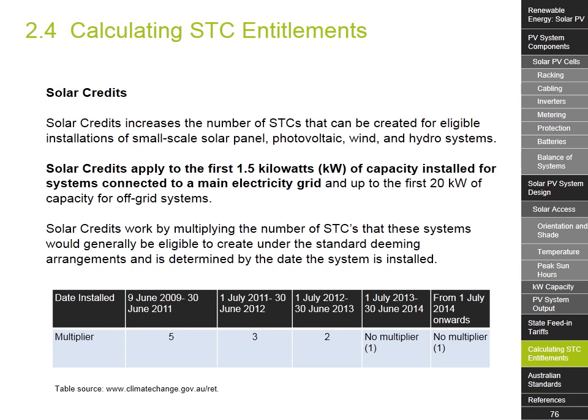On 5th of May 2011, the Australian government announced that the solar credits multiplier would be reduced to 3 for small-scale systems installed from 1st of July 2011. The multiplier will phase down by 1 each year, consistent with the original intent of the solar credits multiplier reducing over time, until the multiplier is phased out by 1st of July 2013.